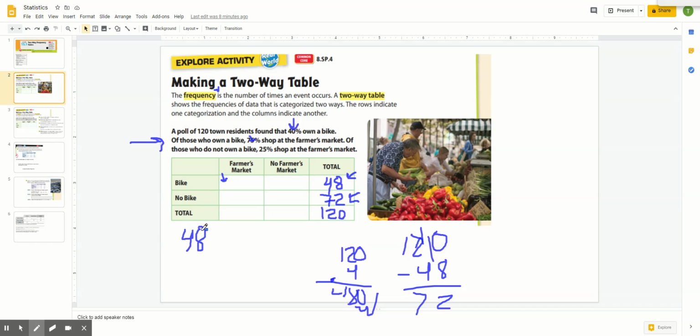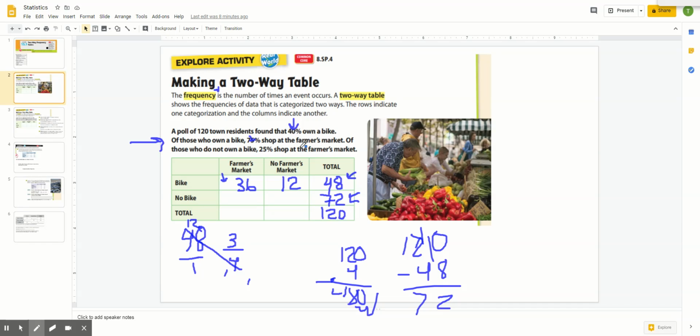Hopefully you guys are at that point where you can take 75% and turn it into a fraction. This makes it a lot easier here. And cross reduce, right? Divide both. Both are in the 4 family, so you can divide that by 4. That becomes 12 out of 1, and we have 12 times 3 now, which is 36. Go ahead and calculate no farmer's market with bike. And we have 12.